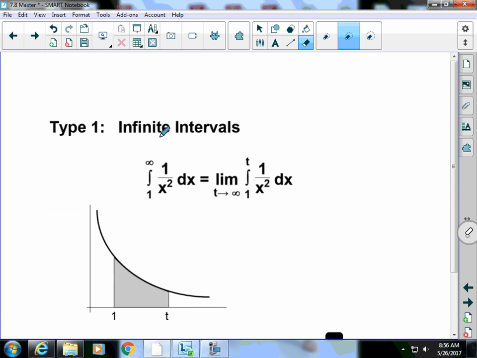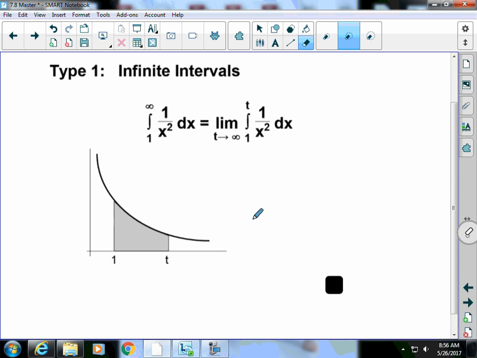So here's type 1, the infinite intervals. We're going to look at the integral from 1 through infinity of 1 over x squared dx. And that's the same as saying the limit as t approaches infinity of the integral from 1 to t of 1 over x squared dx. Right. Which could turn out to be 1.